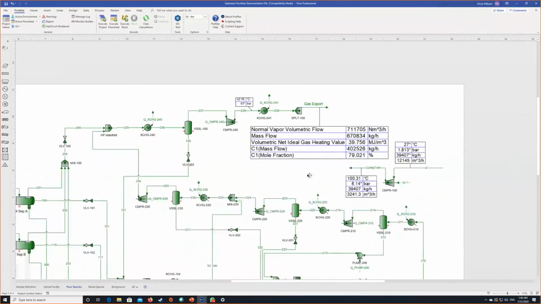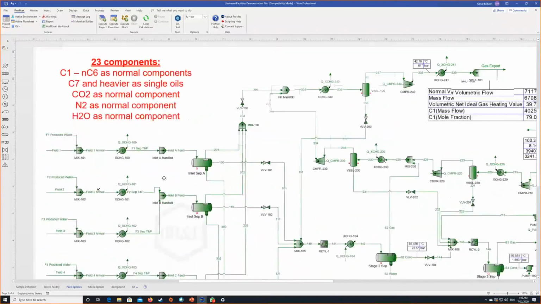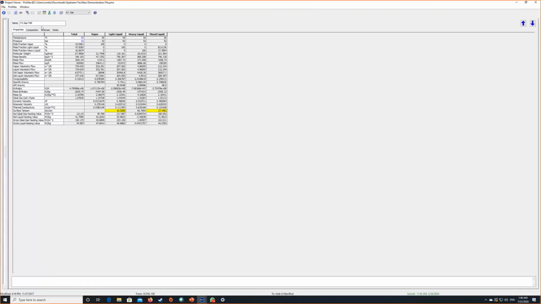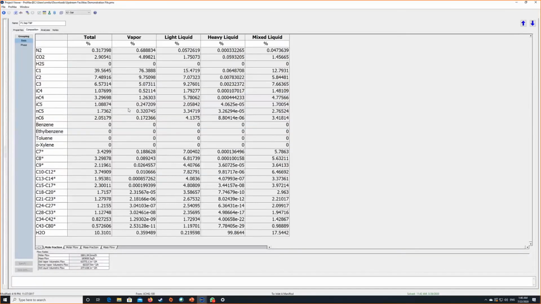This type of environment does not help me. Let's see what I mean by that. If I go into any stream, it doesn't really matter, I just want to take a look at the components. As you can see, it's just pure components. It's nitrogen, carbon dioxide, H2S, C7 star, C8 star, and so on and so forth. They're all over the place, and all of my streams are represented as such.